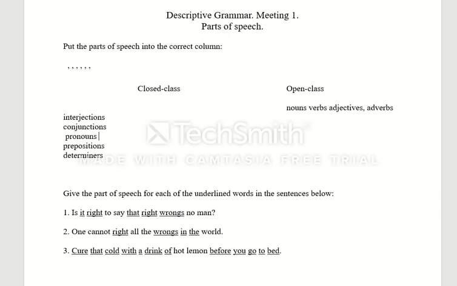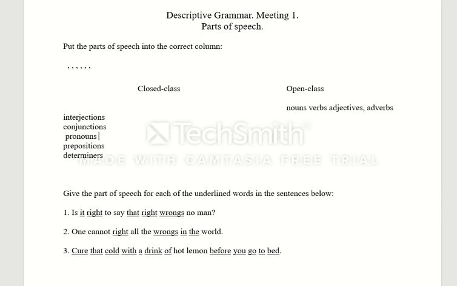So is it right to say that what? Right wrongs no man. Now you may not be familiar with the idea of wrong as a verb, but when we've got the construction right wrongs no man, then this S on the end of wrong ought to be telling you that this is actually a verb, and that right is the subject of this verb, and right here is being used as a noun. Okay, so right wrongs no man means that the noun right, meaning the right, does no wrong to any man.